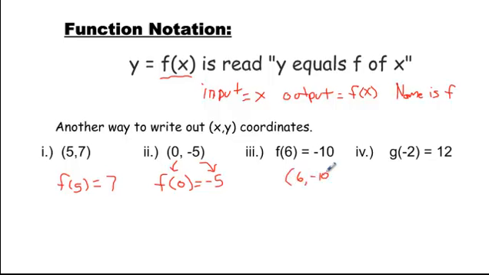Now if these are questions on a test, there's no instructions here. You have to listen to me and figure out what I'm talking about. This one, x is negative 2 and y is 12. Look at this. This guy is not named f. This guy is named g. g of negative 2. That's perfectly okay. Functions have different names. Sometimes we have two functions we want to look at one time. We can't call them all f.